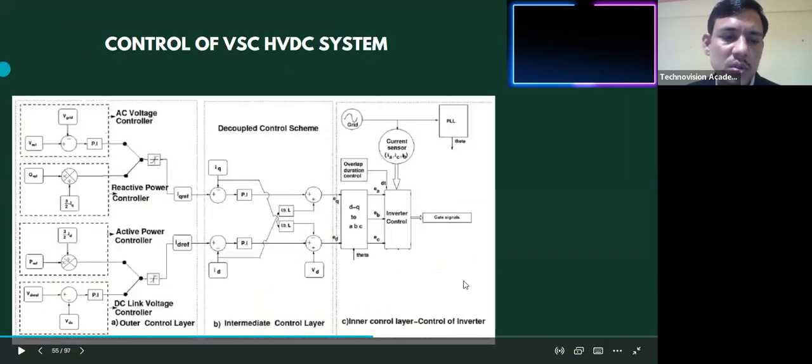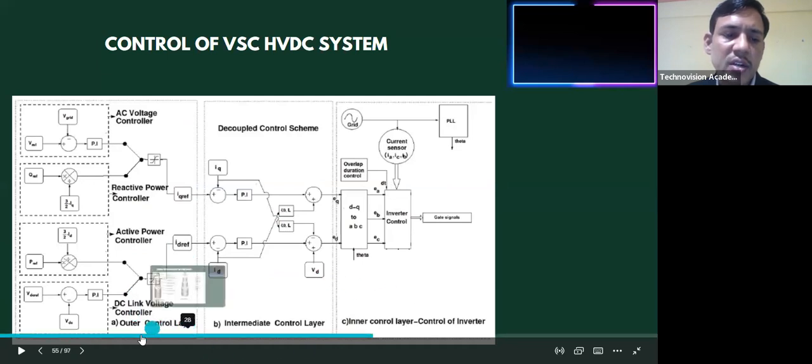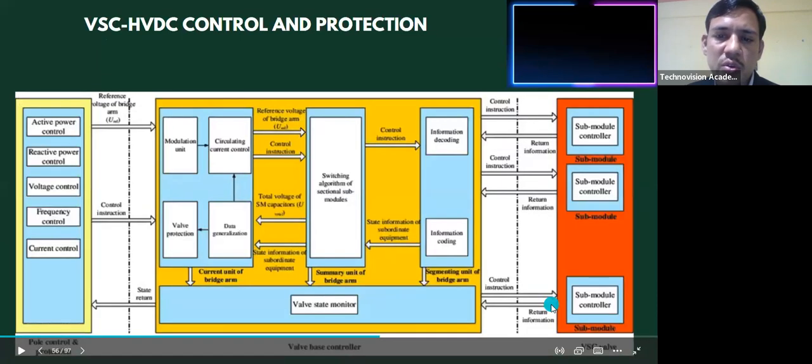So these are again how these control systems are connected with each other. Like if you see the outer control layer, meaning the outer system, then the intermediate control layer, decoupled control scheme, and the inner control layer, control of the inverters. So this may be useful for academic purposes.